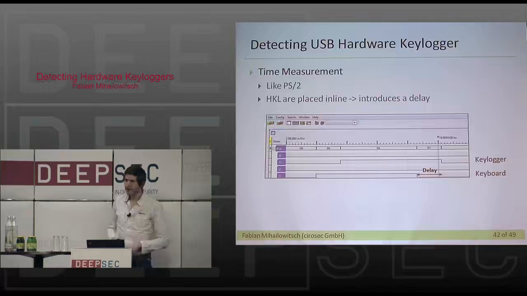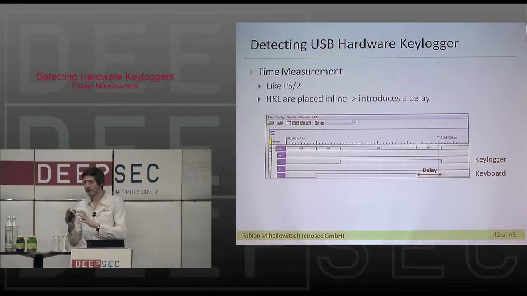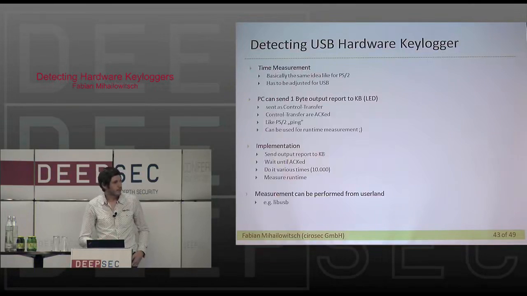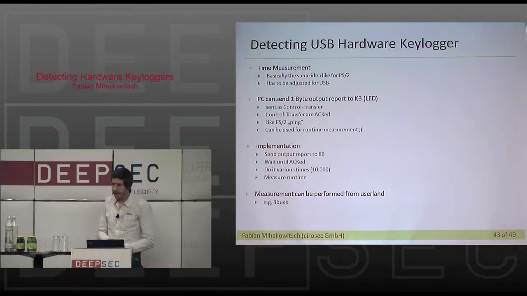The next idea is similar again to piece 2. You can see the similarities. It's time measurement. Since the hardware keyloggers are placed inline, you can see it here too. The keyboard starts a transfer, the keyboard stops a transfer, and you have a dislocation at the keylogger. Basically, the idea is the same as for piece 2, to measure it. The only problem is that before, we had various KBC commands we could use. For USB, we don't have those commands.